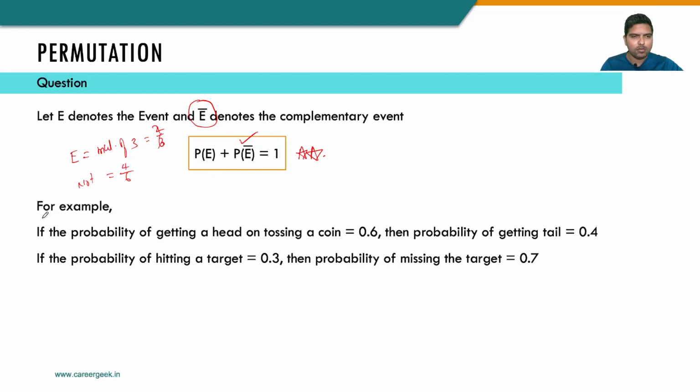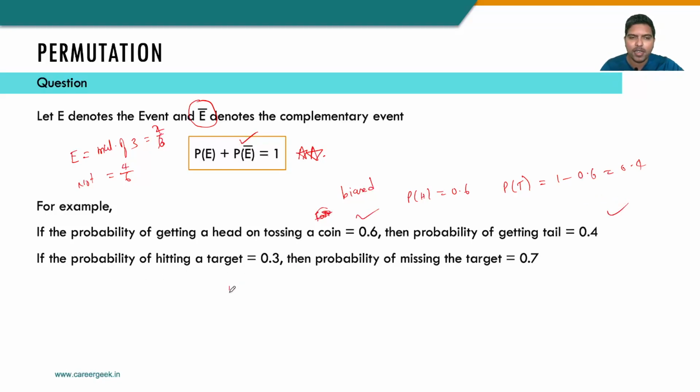Okay, so if the probability of getting head on tossing a coin, see here they didn't say fair coin. That means this coin is biased. If it is a fair coin, heads or tails would have been 0.5 and 0.5. So if the probability of getting heads is 0.6, probability of getting the tail is 1 minus 0.6, which is 0.4. This is automatically understood.